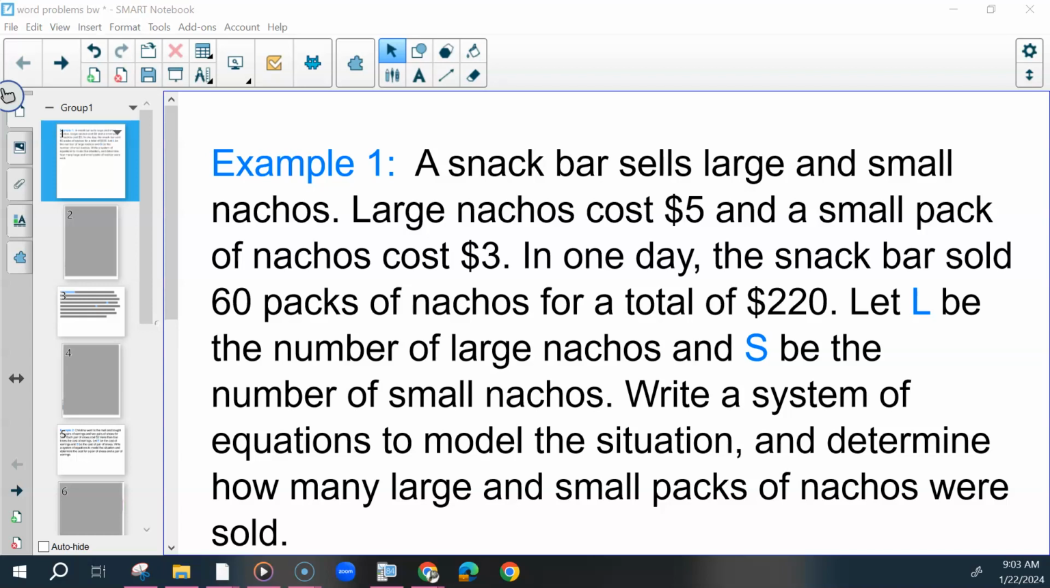So read this with me. For example 1, a snack bar sells large and small nachos. Large nachos cost $5 and a small pack of nachos costs $3. And one day the snack bar sold 60 packs of nachos for a total of $220. Let L be the number of large nachos and S be the number of small nachos. Write a system of equations to model the situation and determine how many large and small packs of nachos were sold. What's important there?